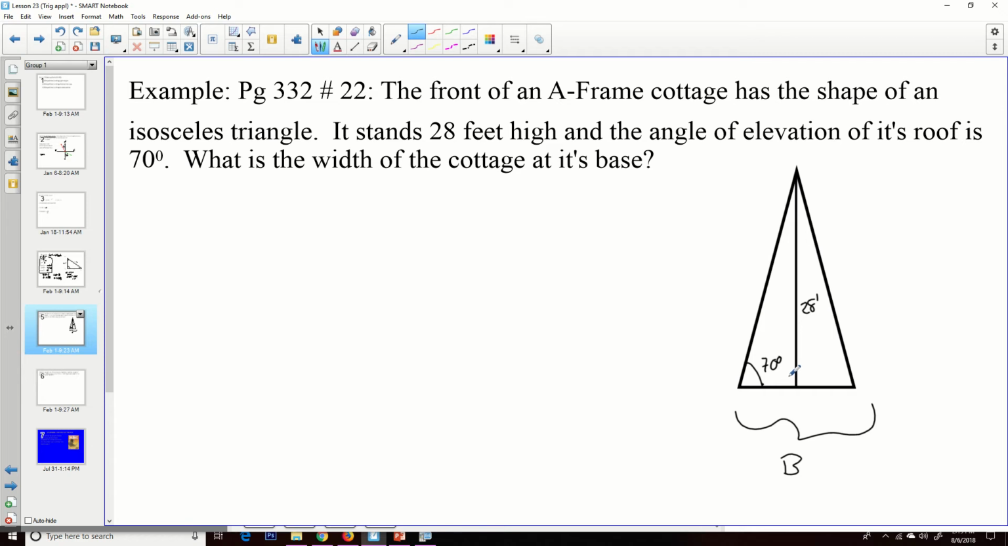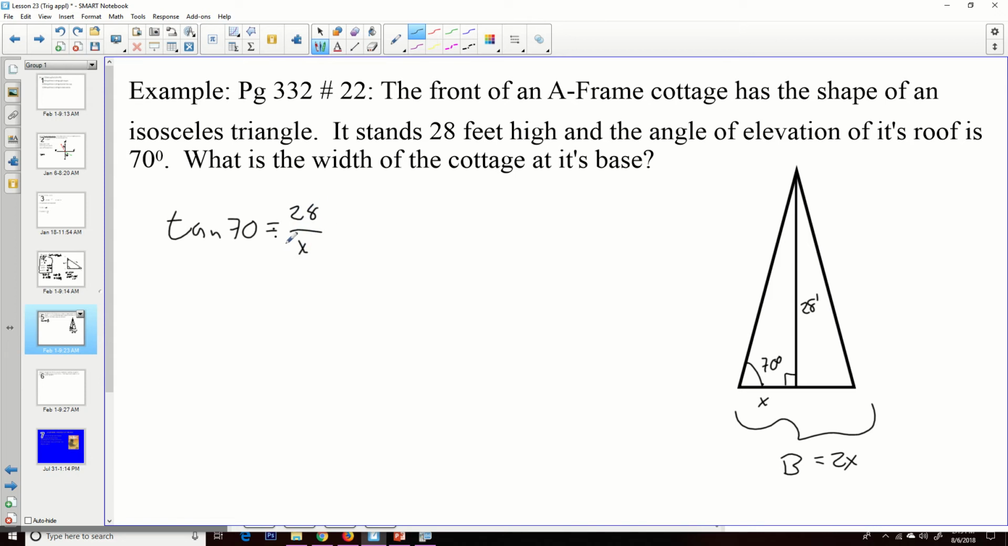All right, if it's an altitude, then this has to be a right angle. So I have an angle measure and an opposite side. I'm going to call this X for right now, and whatever X is, we'll double it. We'll say B is equal to 2X, and that'll be our answer. So I have an opposite side and an adjacent side. That means tangent. The tangent of 70 will be equal to the opposite side, which in this case is 28, over the adjacent side, which is X.